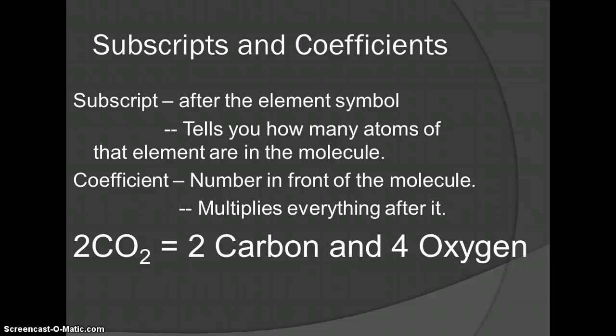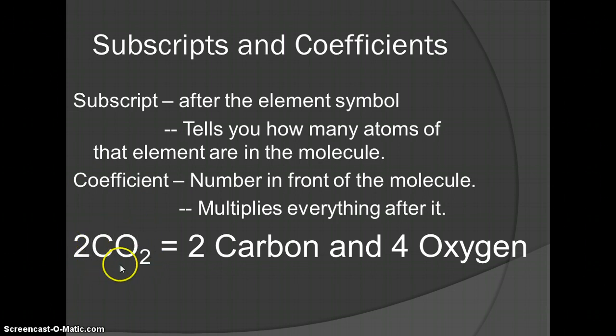So subscripts and coefficients are things we've talked about before. We know that the subscripts are the little numbers off to the right. Right here, this would be a subscript. After the element symbol, it tells you how many atoms of this element there are in the molecule. So for example, here you have 2 oxygens, because the subscript 2 is attached to the O. A coefficient, on the other hand, is a large number in front of a whole molecule.